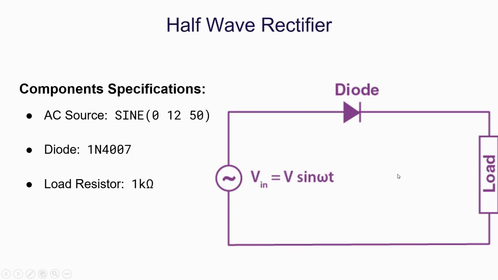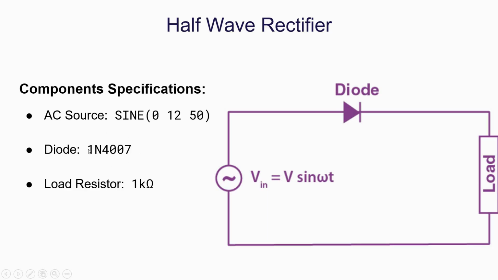For the simulation, we are going to use the voltage source magnitude as 12 volts, and the frequency of the waveform is 50 Hz. We are going to use the diode 1N4007, and the load resistor value we are considering as 1 kilo ohm. Why do we have to use 1N4007?